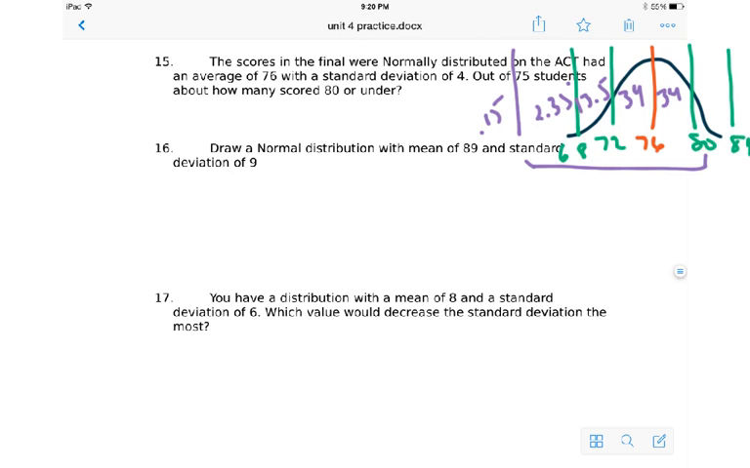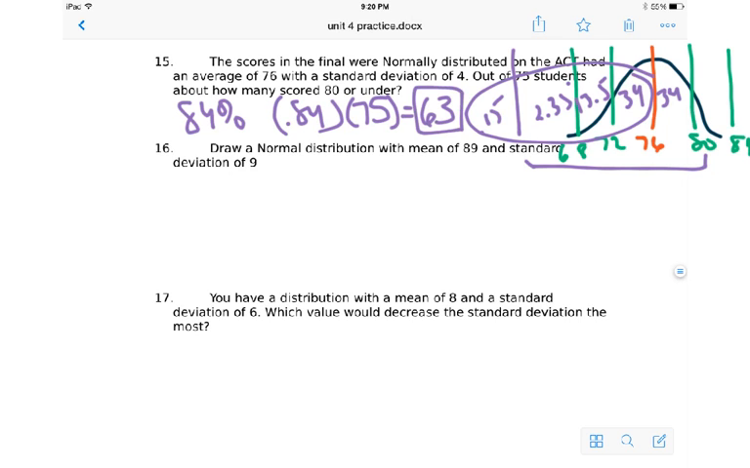Or an easier way of doing it is, around the mean, each side is 50%. So that's 50% plus 34 is 84. So 84% of the students. So we're going to multiply 0.84 times 75, and we're going to find out it was 63 students.